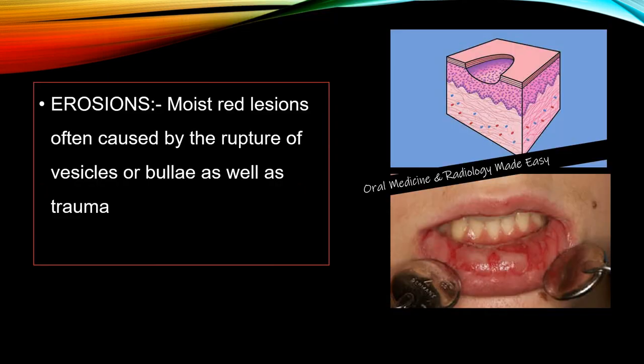Erosions are moist red lesions caused by rupture of vesicles or bullae, or they may be because of trauma. So erosions are caused because of rupture of mainly the vesicles. As I have already told, vesicles are intraepithelial. Erosions are also confined to the superficial layers of the epithelium. You can clearly see here it has involved only the superficial layers of epithelium, whereas the deeper layers are still intact.